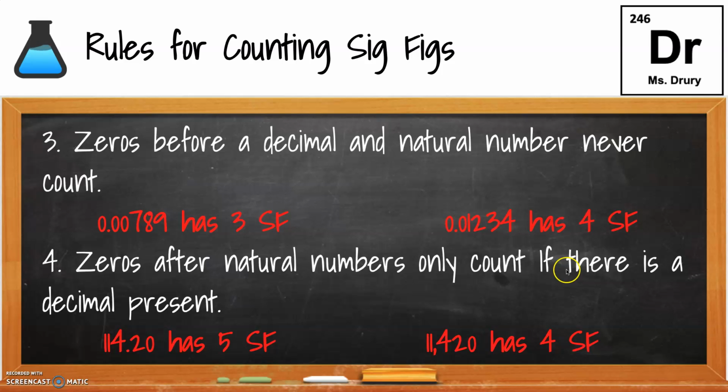Whereas 11,420 only has 4 sig figs. Without the decimal, I don't know if that was 11,419 rounded up or 11,421 rounded down, or if it really was 11,420 on the line, because I don't have a decimal to show me that was measured. So I'm assuming that they rounded to 11,420 and not 11,415, right? So the 4 numbers in the front count, the 0 does not without a decimal.